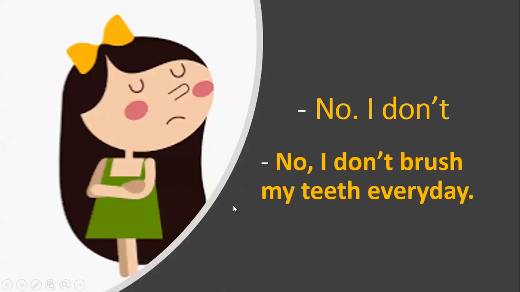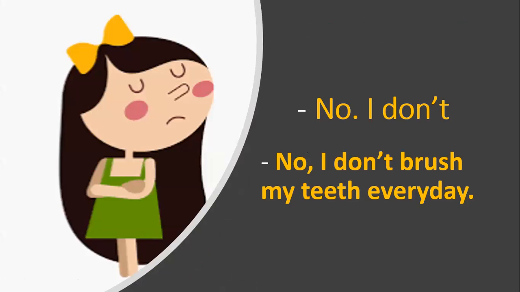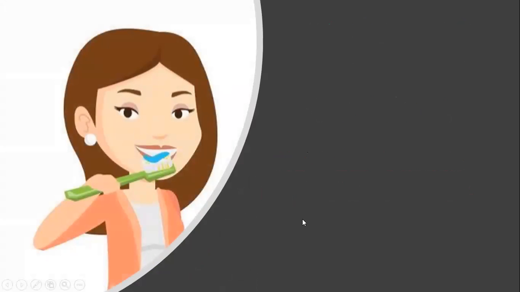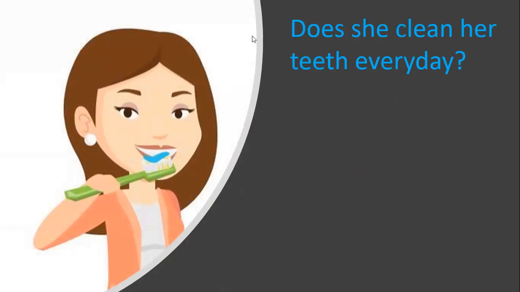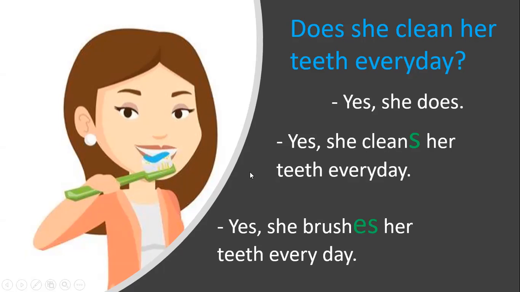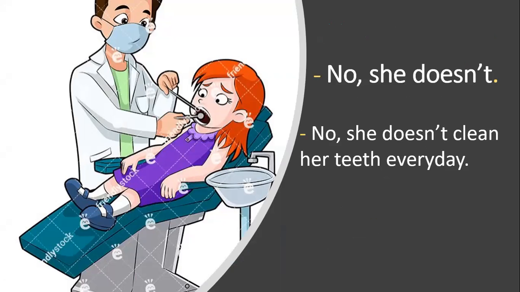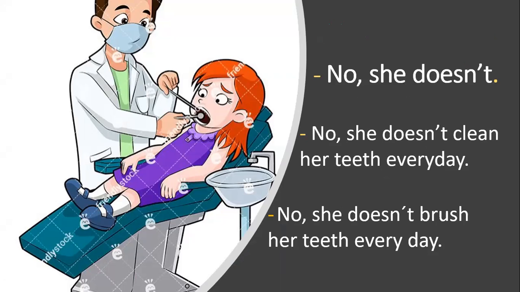Now, negative form, remember that we have to use do not, or don't. No, I don't brush my teeth every day. Now, does she clean her teeth every day? Yes, she does. She cleans, remember, right? So we're having an overall review about present simple. Yes, she cleans her teeth every day. Yes, she brushes her teeth every day. Remember that we were talking about the different rules about forming the present simple. Didn't I review about it, people? No, she doesn't. No, she doesn't clean her teeth every day. No, she doesn't brush her teeth every day.